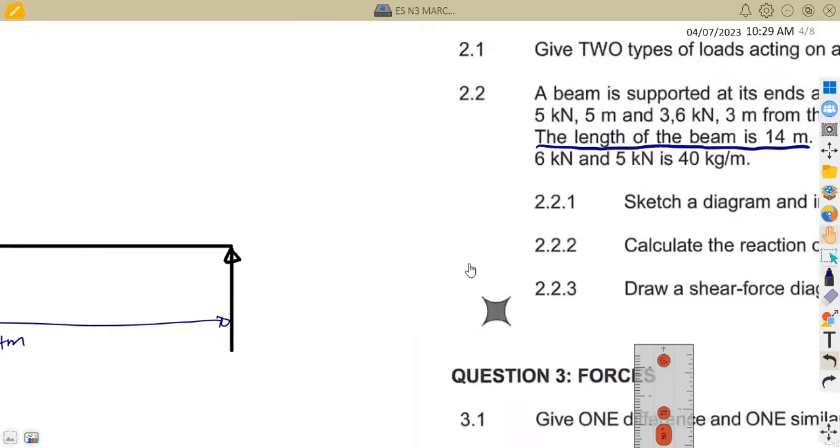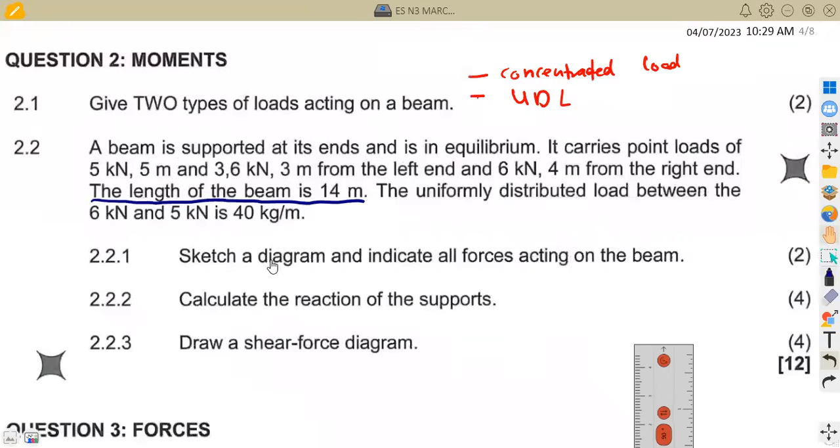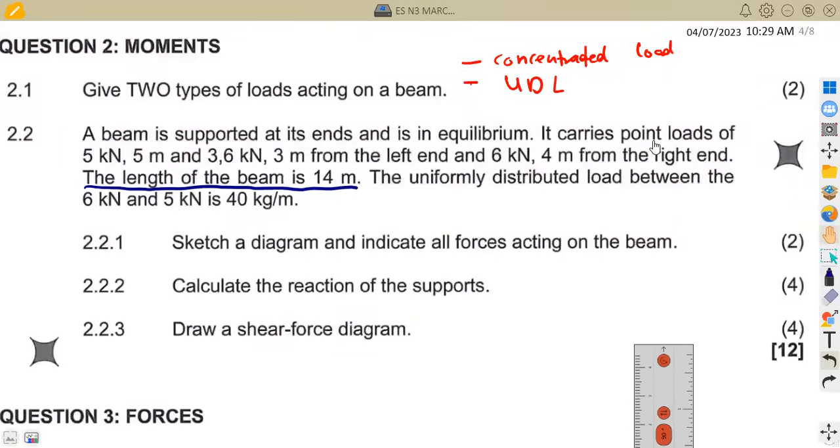So now we are given that this beam is in equilibrium. It carries point loads of, take note, 5 kilonewton, 5 meters, and 3.6 kilonewton, 3 meters from the left end, which means these two loads that we have are taken from the left. So it's 5 kilonewton, 5 meters from the left side. Okay, so this is what we are going to have.